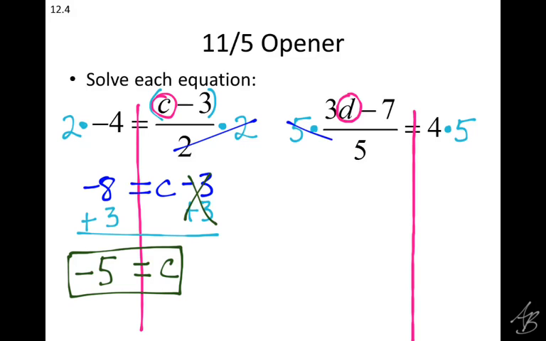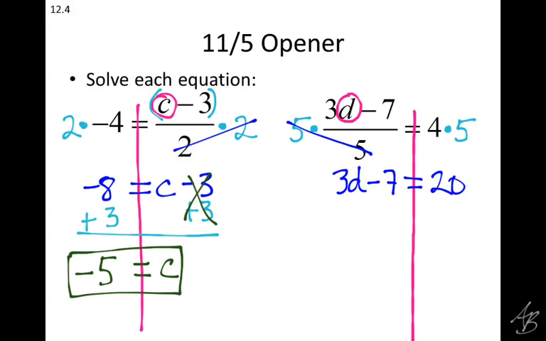On the left side, when the 5's cancel, what does that leave? 3d minus 7. And on the right side, 4 times 5? 20. Okay, now what? Now we want to get rid of the 7.